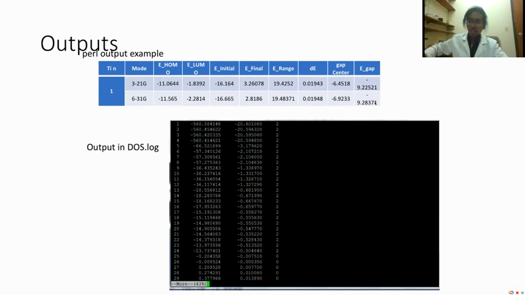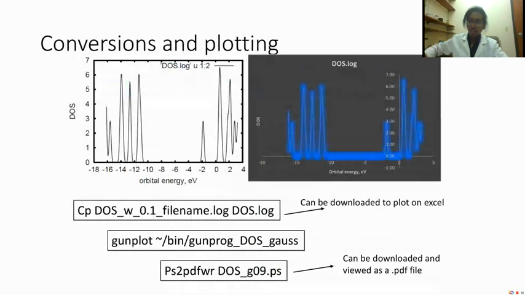The first one is the command to download the plot as an Excel file. You put the file name, and .log dos.log is the command for the Excel file, and you'll get an image like this, the left one. To download as a PDF file, you need to use the third command, and you can find the log file like this on the right side.